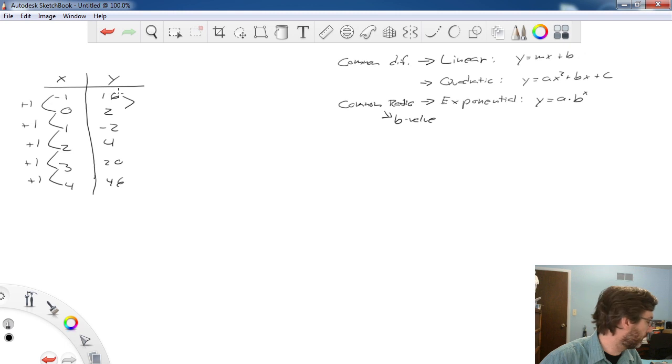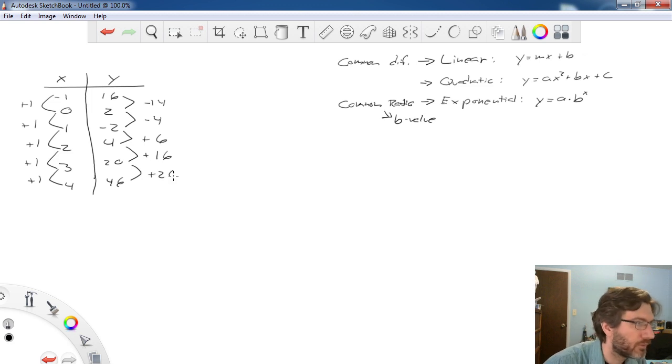Over here, your differences are looking at, what is that, negative 14. This is 2, that's positive 4, or you subtract 4 from it. 2 to get to negative 2 is minus 4. Negative 2 to here is plus 6. 4 to 20 is plus 16. And 20 to 46 is plus 26. And then you're looking at the differences between here.